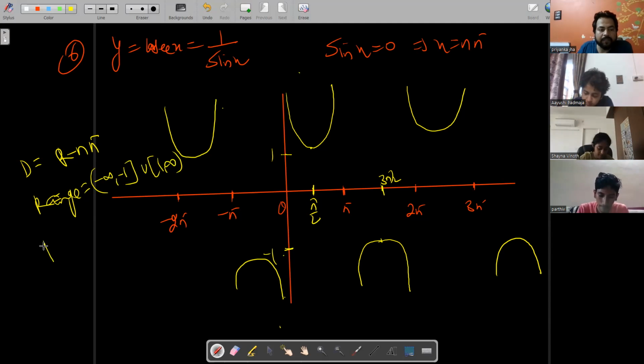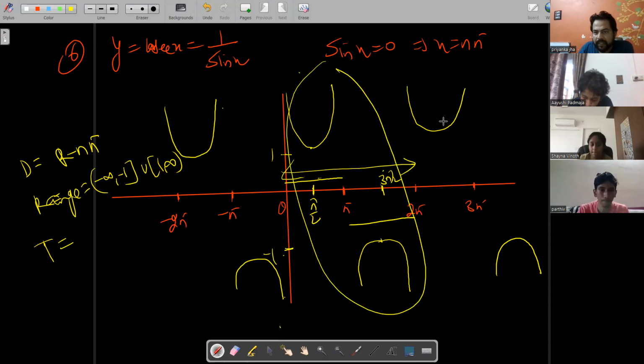And what is the period, China? I think pi, right? No, it is 2 pi. See, 0 to pi and pi to 2 pi. In this complete interval, pi plus pi is 2 pi. This unit keeps on repeating. You can see. Yeah, got it, sir.